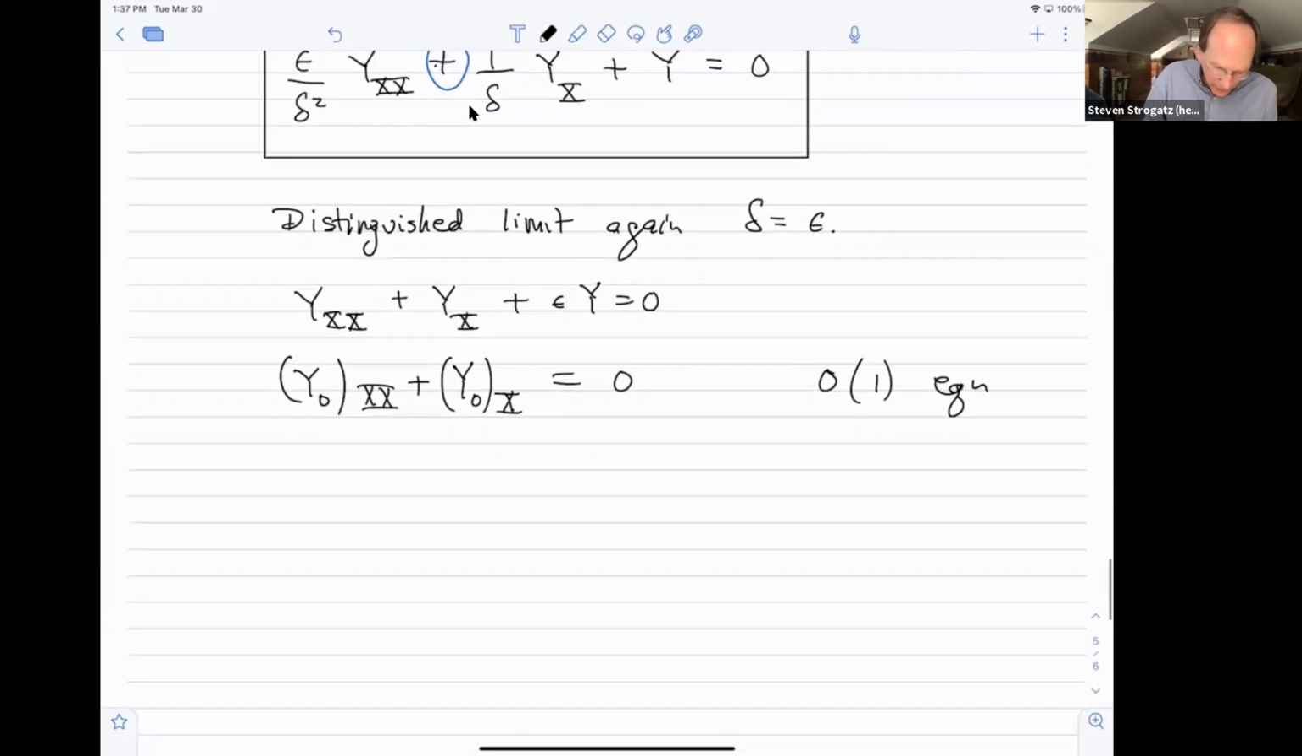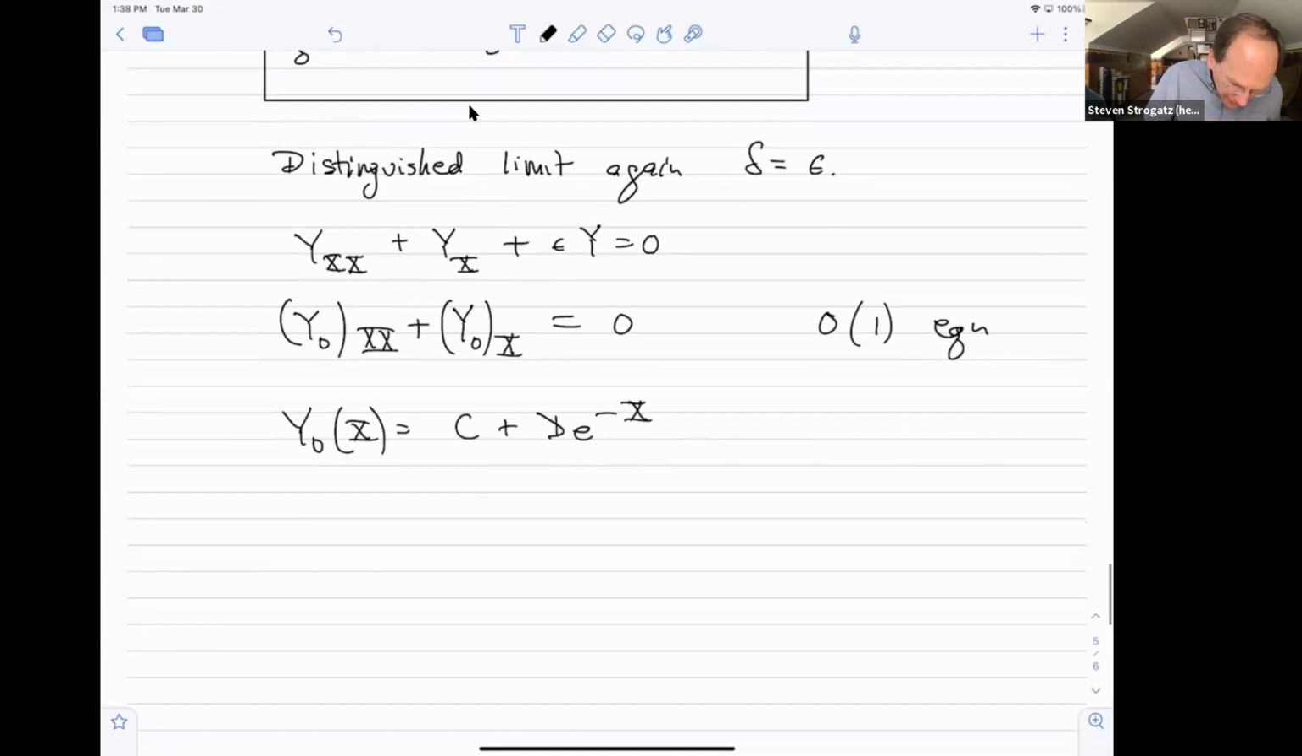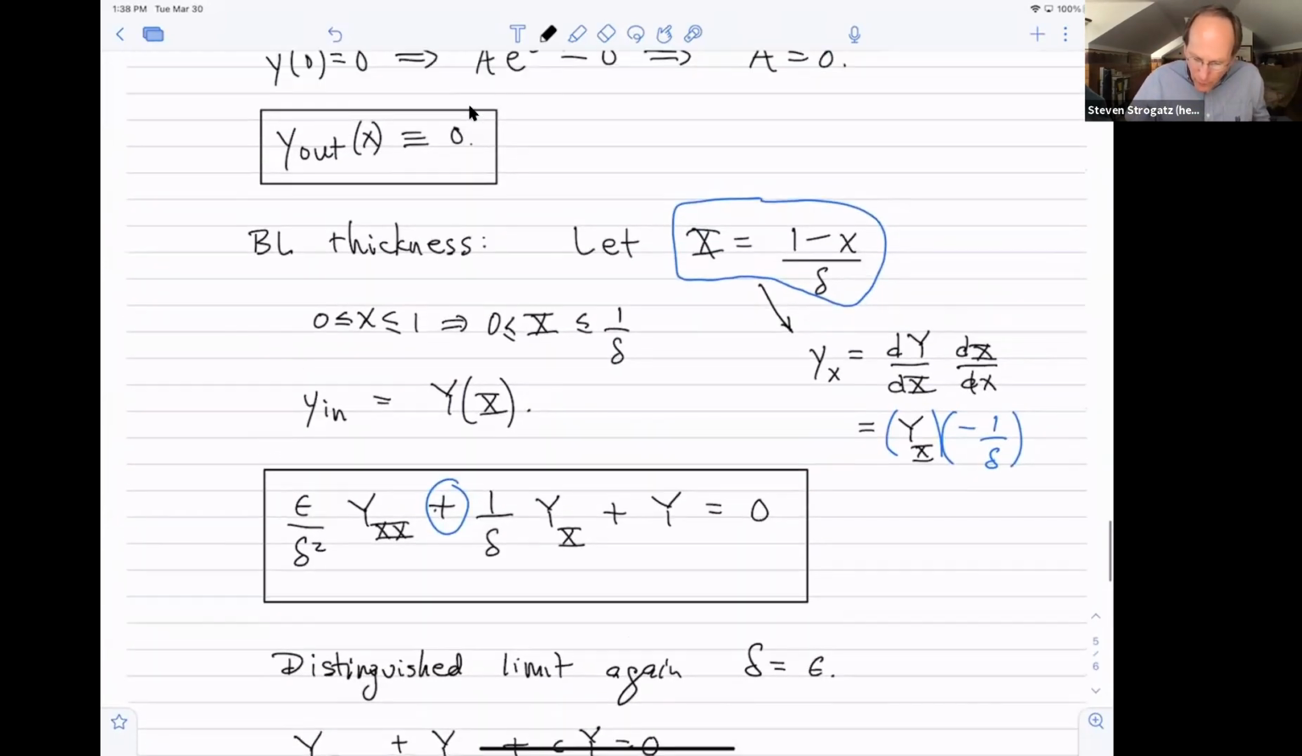And it has a solution, y0 of big X equals a constant, call it C, plus another constant D, and then with exponential decay, e to the minus x, which is looking good. And the boundary condition on it is y0 at the endpoint 0. Now, this is a little confusing. Why am I saying 0 there? Let me see, there's this funny choice of variables.